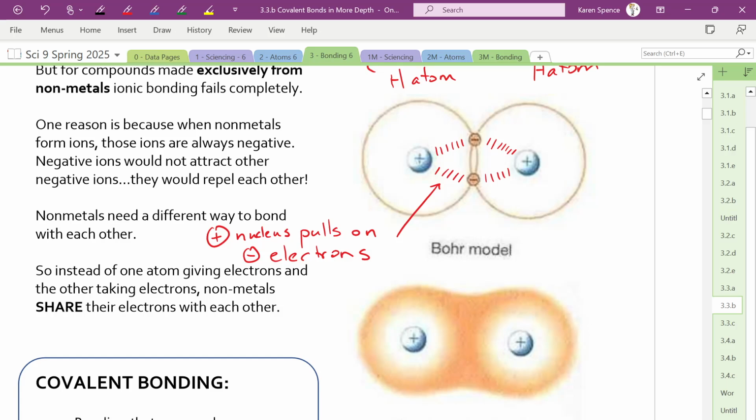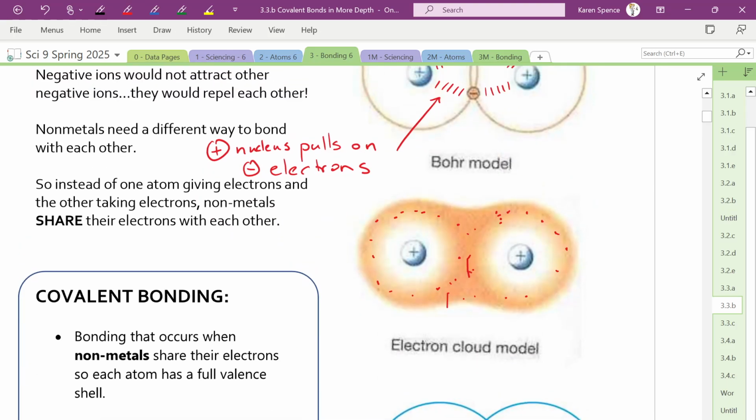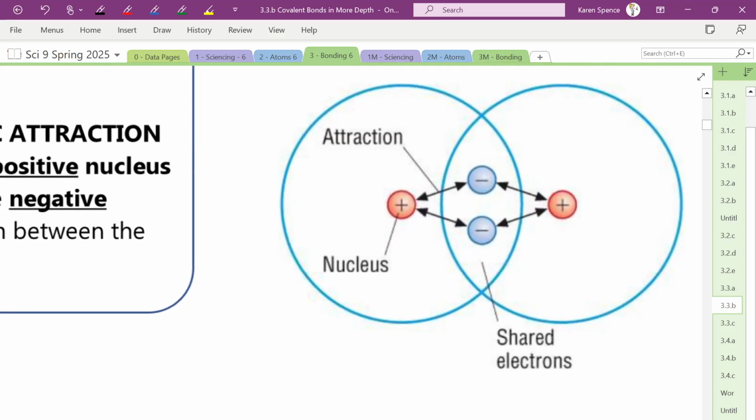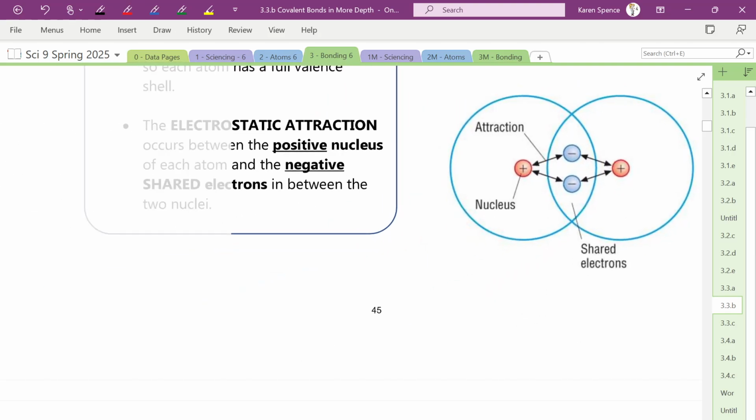Now, if we were a little bit more honest about what it looked like, it would look more like this, because this is the electron cloud model. You would just end up with electrons. You remember how we had the electron cloud for an atom, and the electron was found within the cloud? Well, that's what the cloud looks like for a molecule. You don't need to worry about that too much, though. This just shows the attraction between the nucleus and the shared electrons, like we were just talking about, because positive attracts negative. Okay, next page.